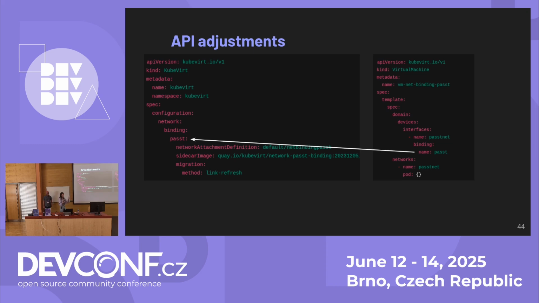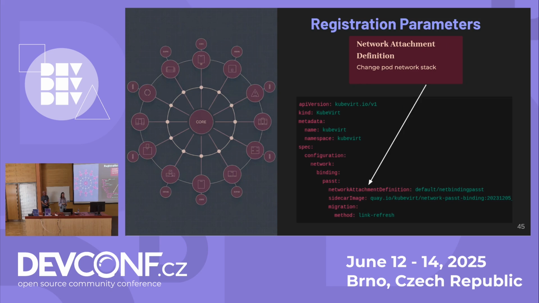Here we can see an example of a KubeVirt CR with a plugin that is registered. In this case, the plugin is one that we had as a core in the past, and we moved it to be a binding plugin. We can see that it is registered in the KubeVirt CR, and we have here a VM with an interface, and this interface is using this binding plugin.